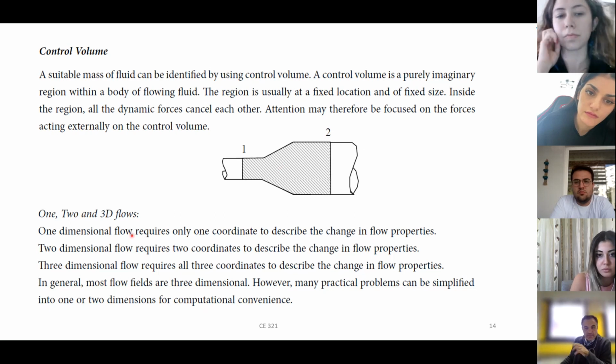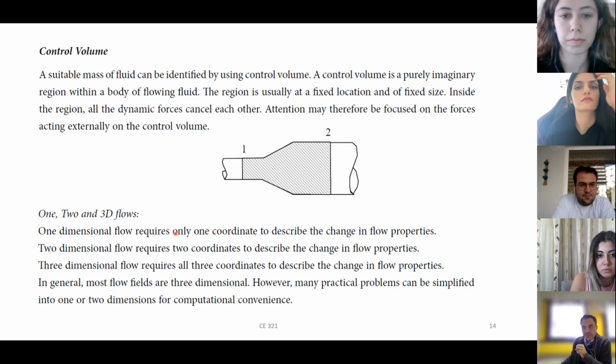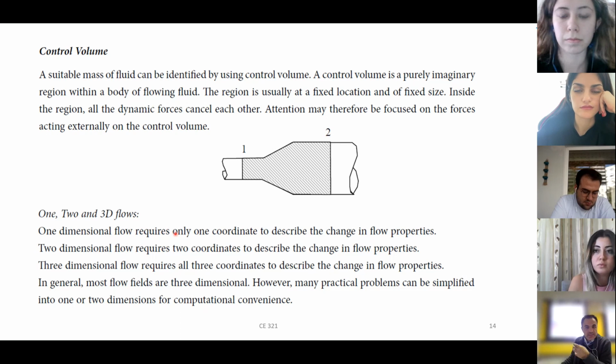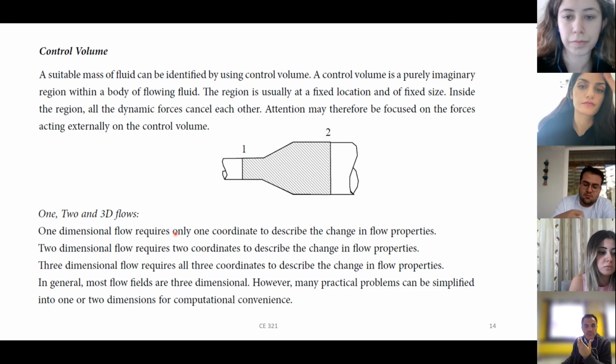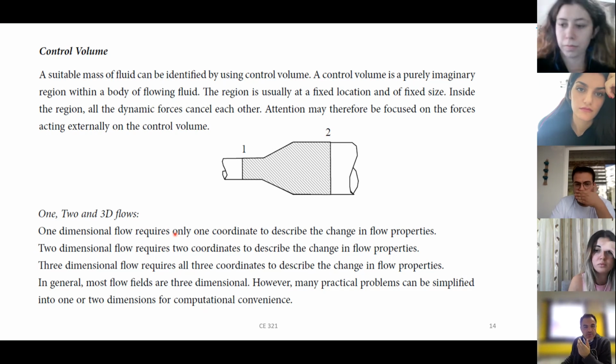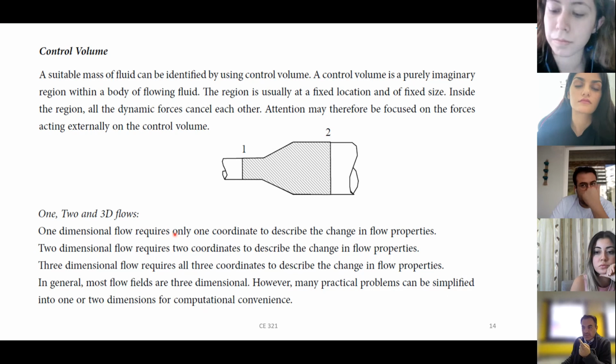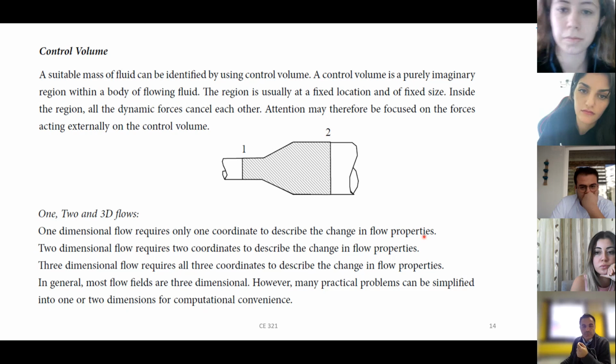The other concept that we should know is 1, 2, and 3-dimensional flow analysis. In this course, we analyze our problems as one-dimensional. What does it mean? One-dimensional flow requires only one coordinate to describe the change in flow properties.